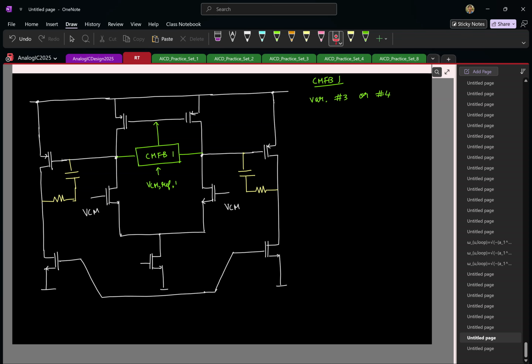So do you think I can use any arbitrary value for this VCM ref 1 or something else might dictate this? The output common mode, can I choose it to be anything or something else? Yeah, but I mean you can choose VDD by 2, but is there something else that may put an additional constraint here? The output common mode or the output DC bias, the output DC voltage, is it also impacting something else? We are looking at this voltage, right? Remember, this is connected to the gate of the second stage. That is directly impacting your VGS.